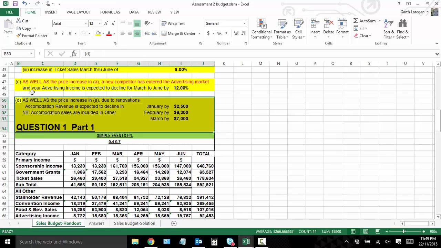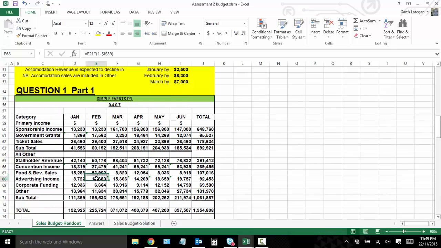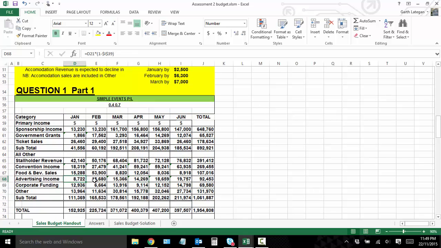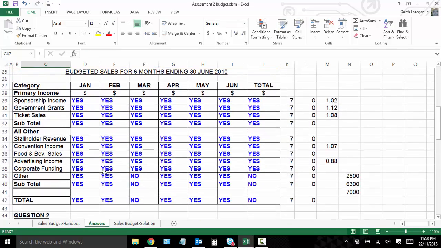So I'm not happy with my answer. This one is expected to decline. So did I do a decline or an increase? As you can see, I did an increase. It should be a decline, so it's 1 minus. Again, it's about empowering you to look at the answer so you know what's going on. So if you do make a mistake, you can check the solutions. Okay, so we've got some more yeses there. Got a no in other.